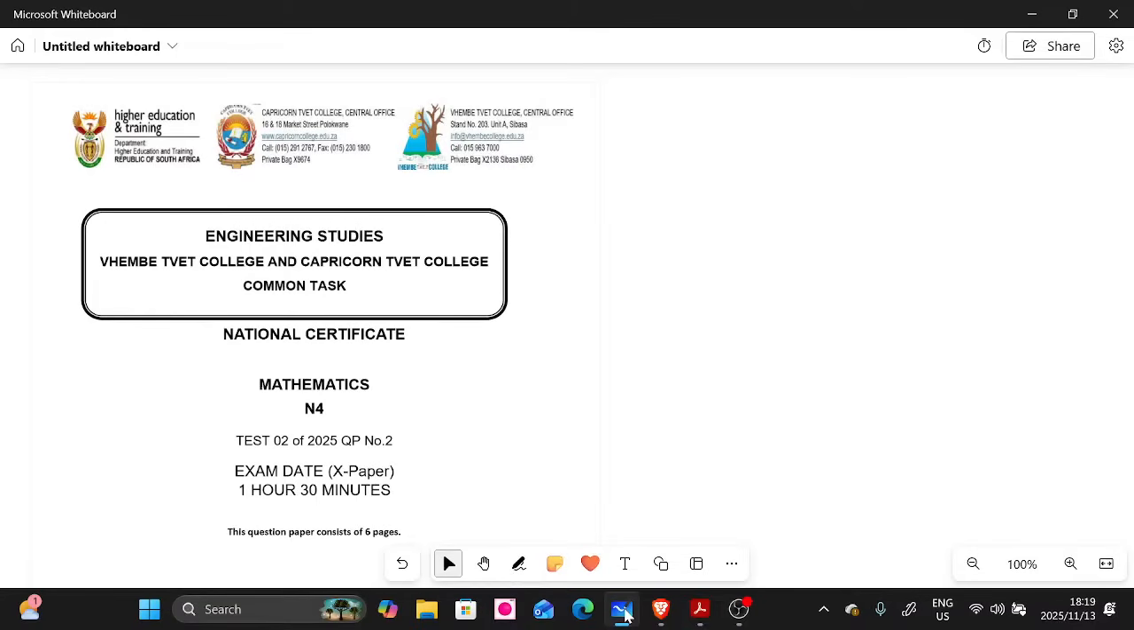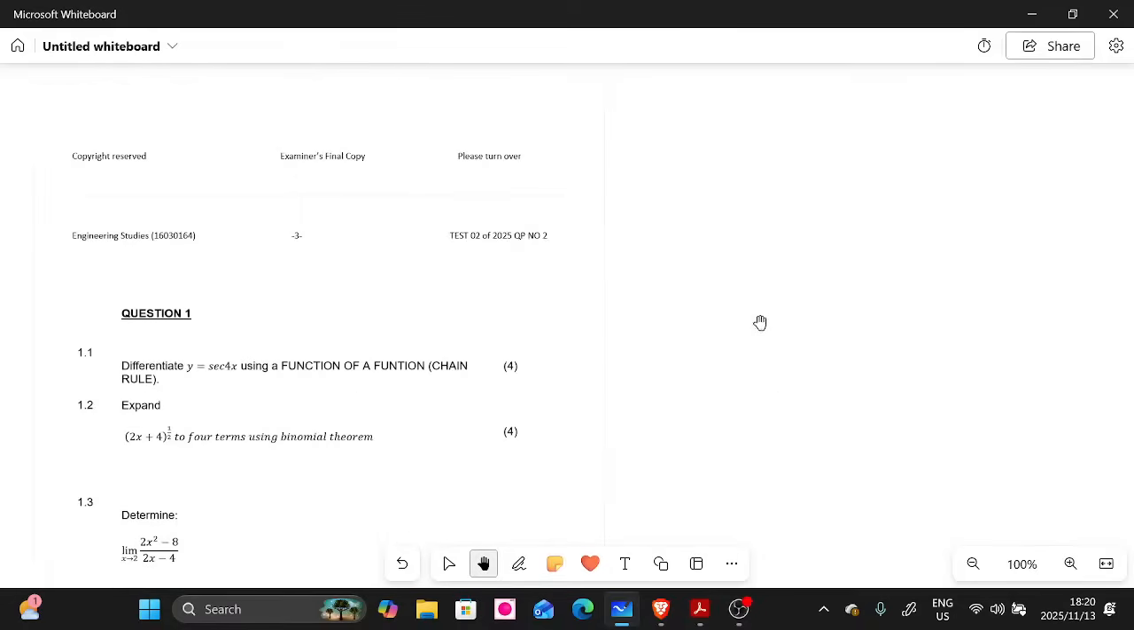Right, so as you can see, this question paper here, like I said, it's from Vhembe College and Capricorn College. It was a common paper, and also a national certificate for N4s. So this was test 2, 2025. I think this was trimester 2 as well. They wrote paper number 2. So it was 1 hour 30 minutes. So let's look at the first question. So this is question 1 that we will be doing, right?